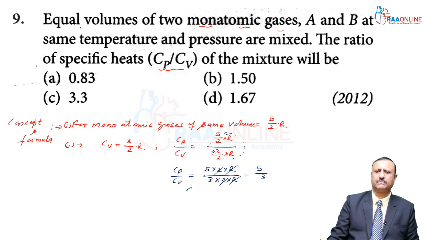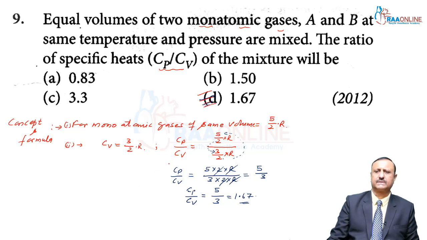This is the ratio Cp upon Cv, that is equal to 5 upon 3, and when you divide 5 by 3, you get 1.67. So, my dear students, this is your answer D. You can go to answer D. Question number 9, answer is D.